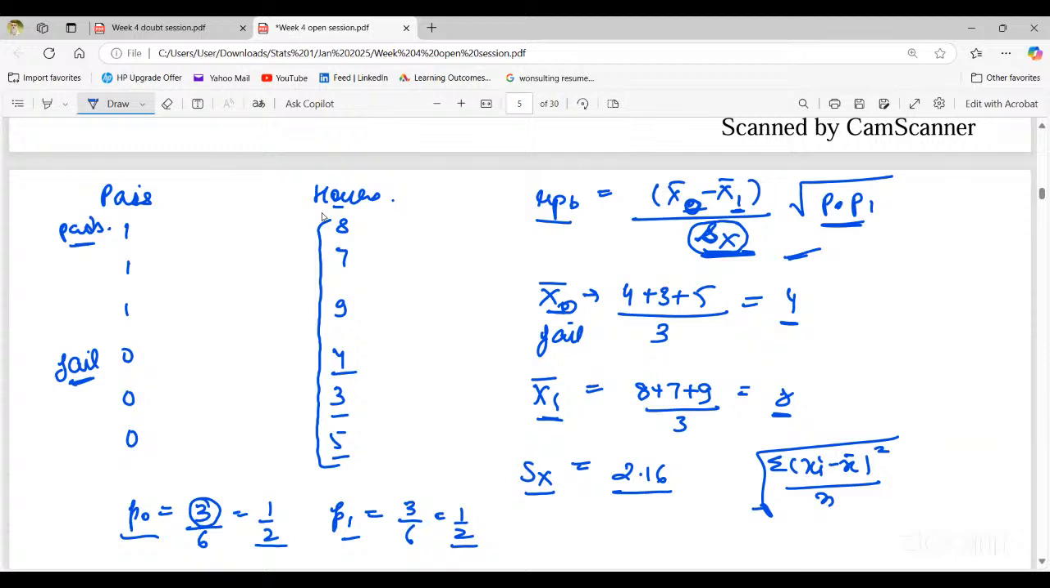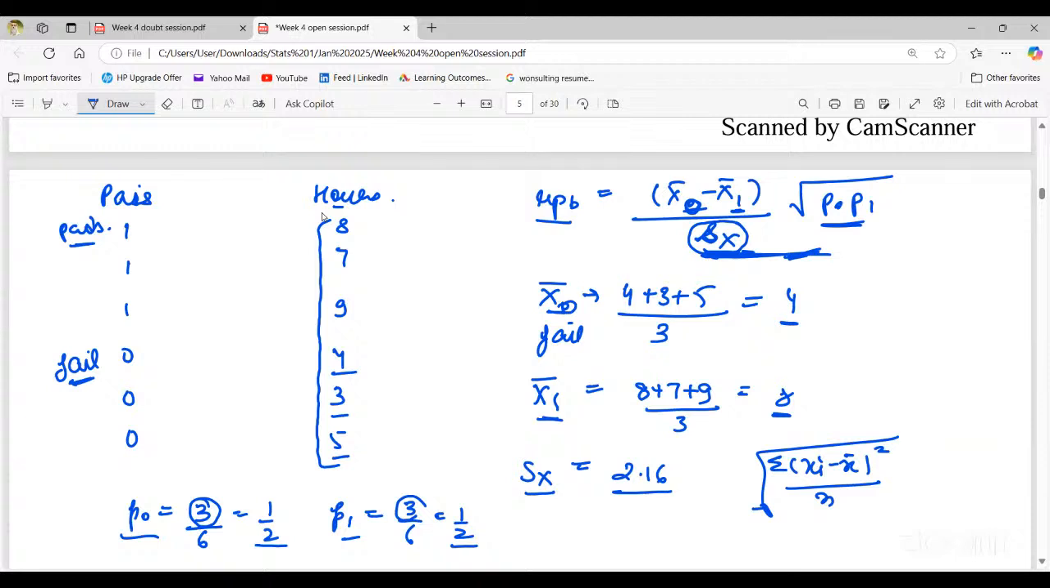Then p naught and p1. p naught is the proportion of students who failed, so it would be 3 by 6, right? Out of the 6 students, 3 failed. Similarly, p1 is the proportion of students who passed. Out of 6, 3 students passed, so 50%. So just put all these values into this formula and you will get the answer.